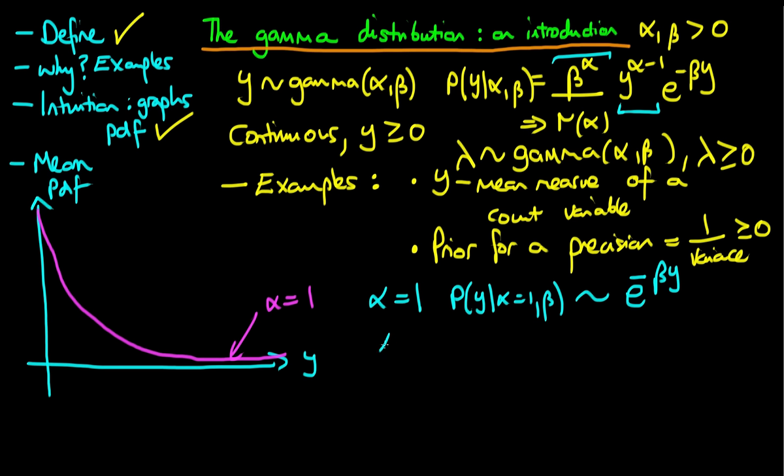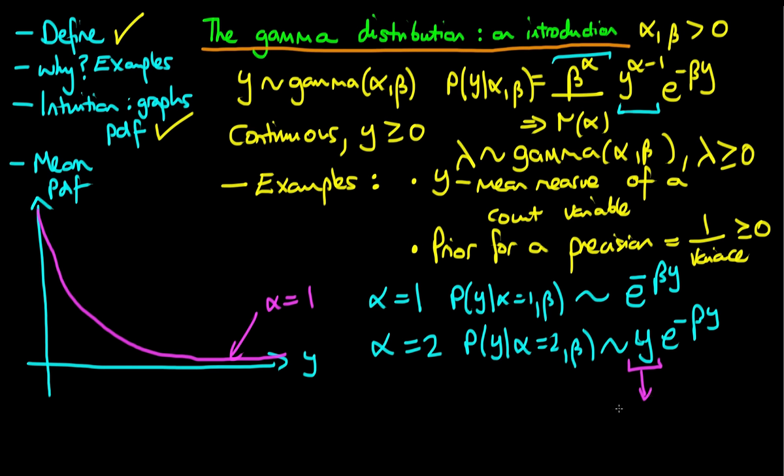Let's now think about what would happen if we increased alpha to being equal to 2. Now the probability density of y, given alpha is equal to 2 and given beta, goes as y to the power alpha minus 1, which is 1, so it's just y times e to the power minus beta y. As y increases, there is a differential effect of both of these terms. This first term acts to increase the PDF, whereas this second term actually decreases. Because generally exponentials beat powers, the second term is going to dominate when y is quite big, and perhaps the first term will dominate when y is small.